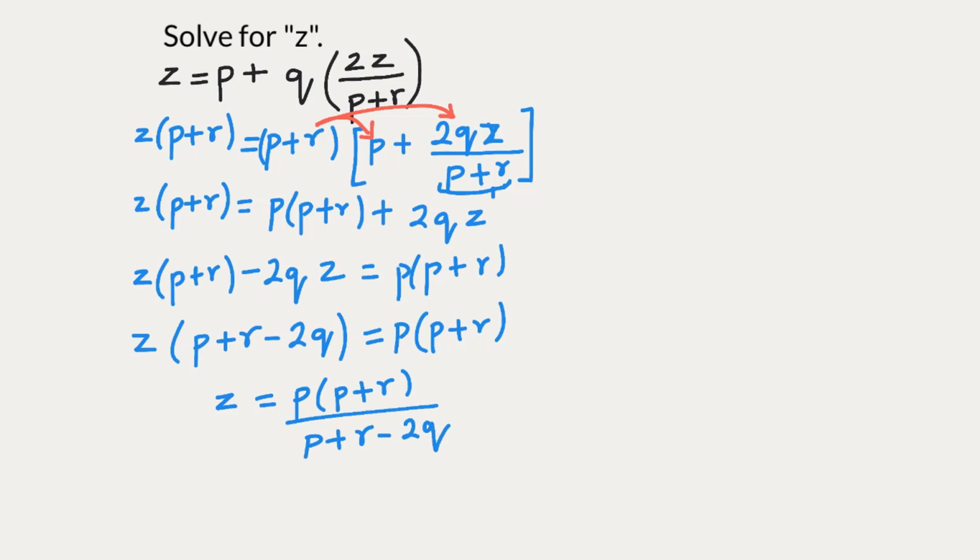Now we have solved this equation for z, and on the right hand side there is no term that contains z. Z is truly isolated on the left hand side.